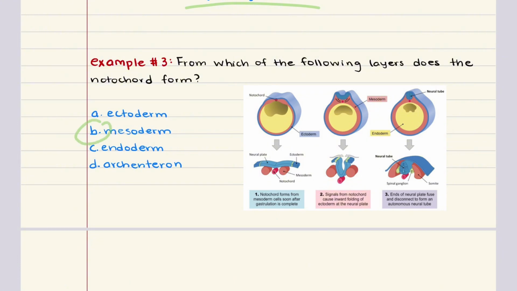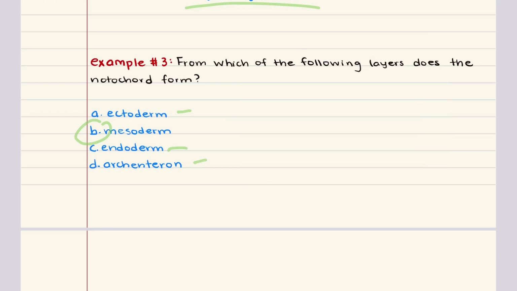As for the other options, the ectoderm gives rise to the nervous system and skin, not the notochord. The endoderm forms the internal linings like those of the digestive and respiratory tracts. And then the archenteron isn't even a germ layer at all. It's the primitive gut cavity that's formed during gastrulation. So while it's an important embryonic structure, it is not the source of the notochord. Only the mesoderm gives rise to the notochord. So once again, problem 3 is B.